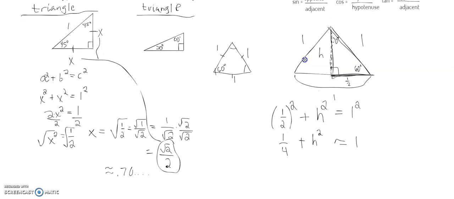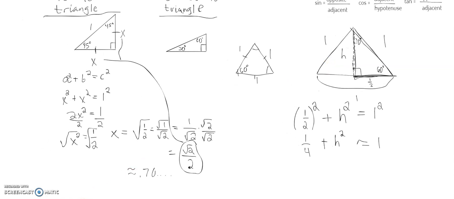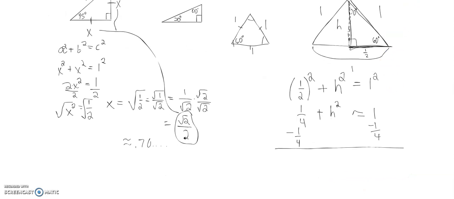So with a tiny bit more algebra, we can just subtract 1/4 from both sides. So subtracting 1/4 here and here. Now this leaves us with h squared is 1 minus 1/4. Well, if you have 1 and you take 1/4 away, you're left with 3/4.